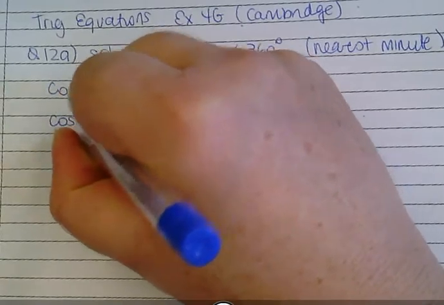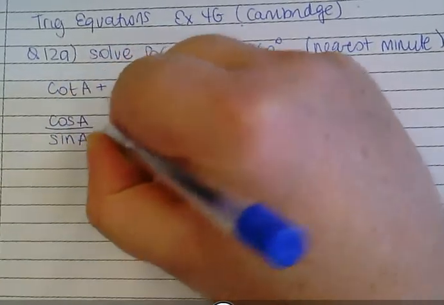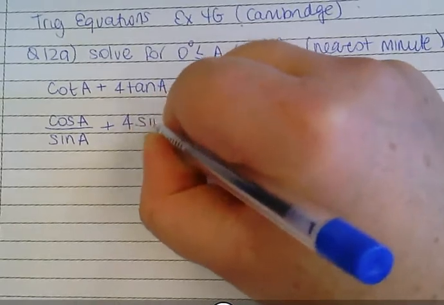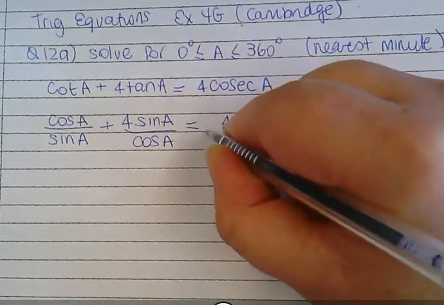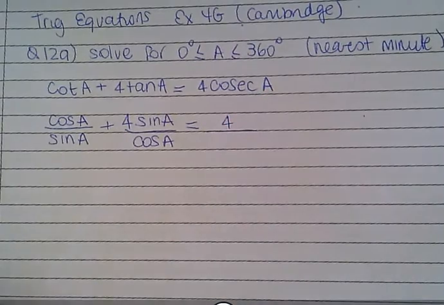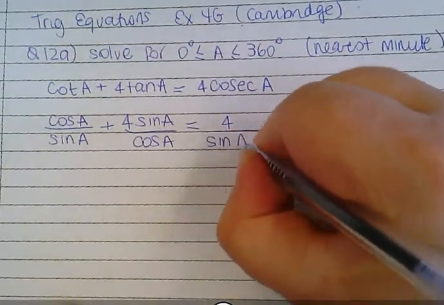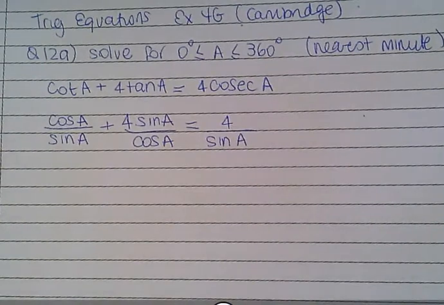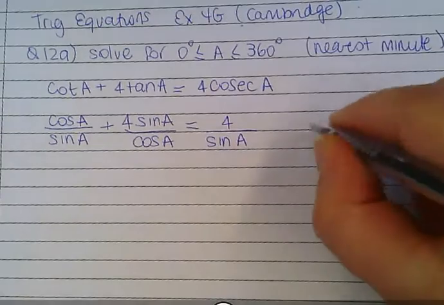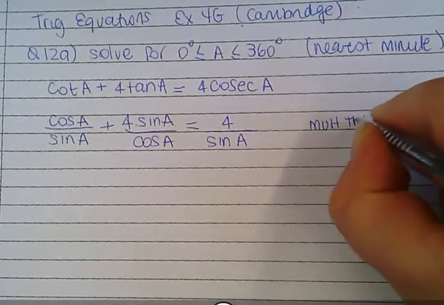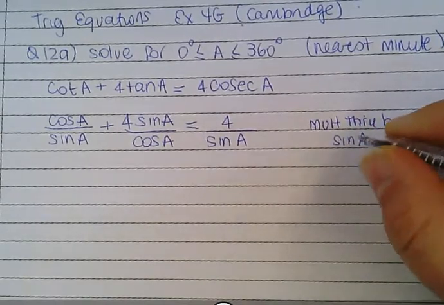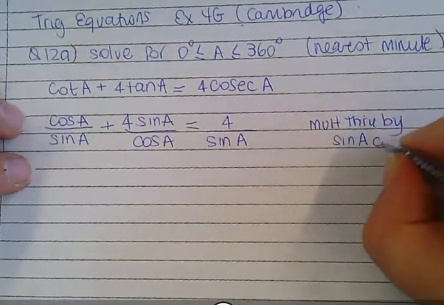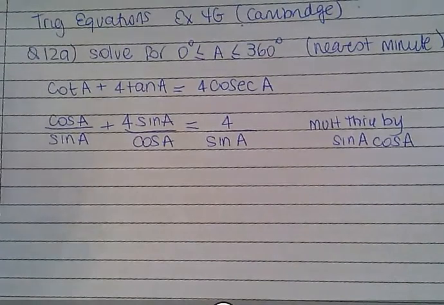So we're going to go cos A over sine A plus 4 times sine A over cos A equals 4 over what? Over sine A. Now I can see an equation with denominators. How do I eliminate that denominator? Multiply through by sine A cos A. Not sine squared, just 1 sine A. Sine A cos A. Do you get it?